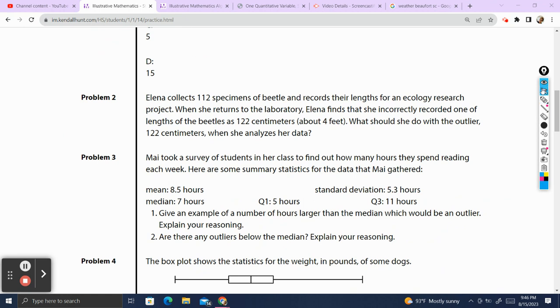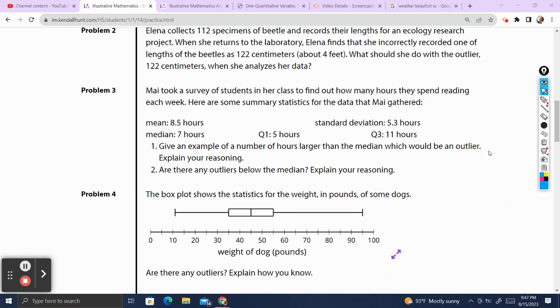Well, 122 centimeters will skew the mean, as we saw in the lesson beforehand. If you need to go back to that video, pause the video now to look at some of the lessons beforehand. So if she has a data point that is an outlier, in order to make sure that her data analysis is correct, she should remove the outlier from the data and just do her analysis on the 111 specimens of beetles that are left.